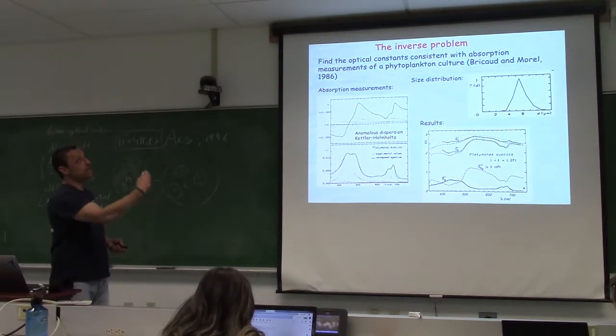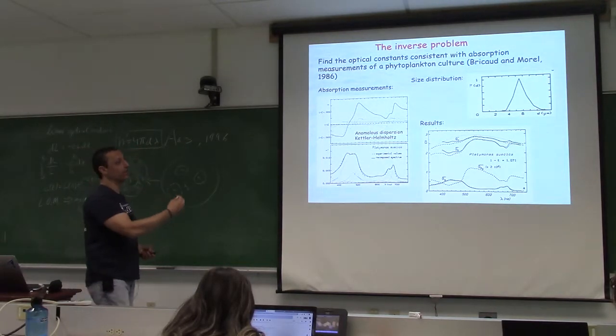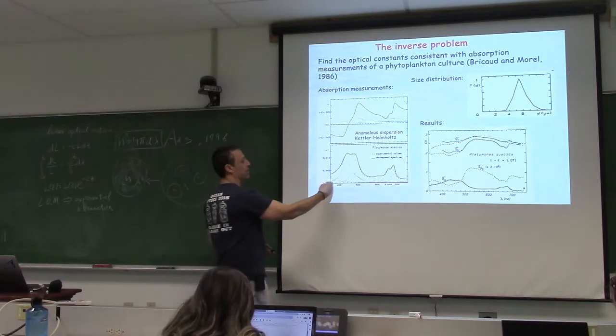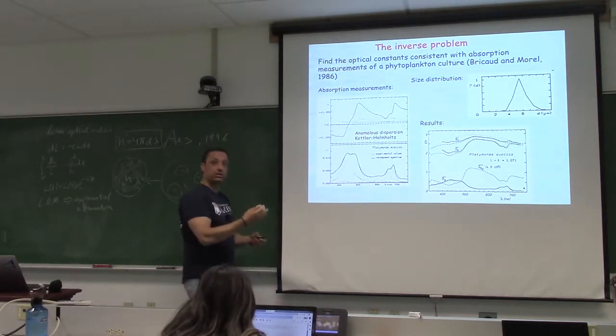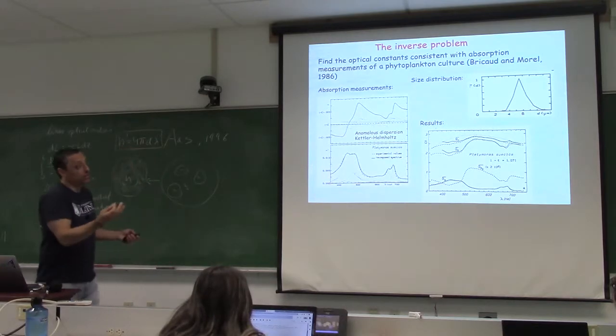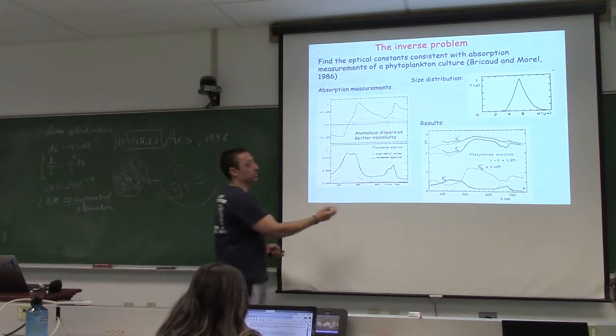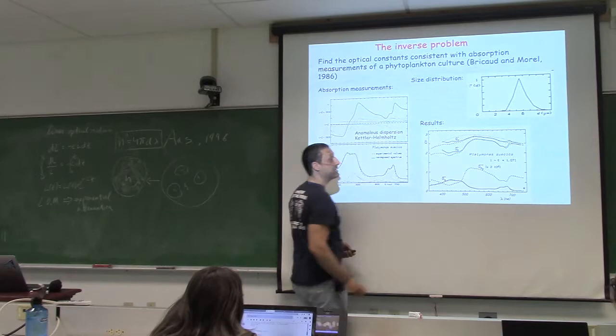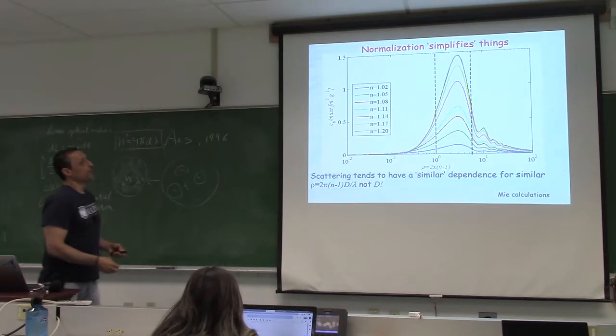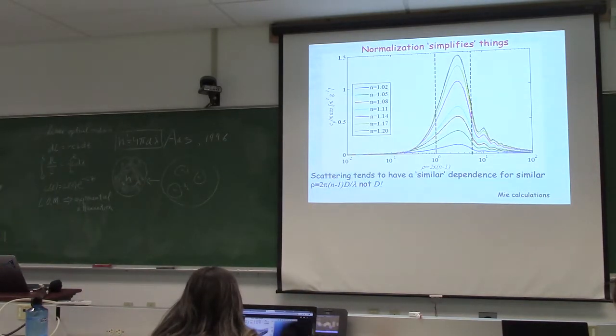So you can build an optical model of a culture, this is what they've done. And they've done it using Mie theory, assuming that you can model a cell as a homogeneous sphere. And they got reasonable results with respect to absorption, scattering, and attenuation. So this is just one aspect.